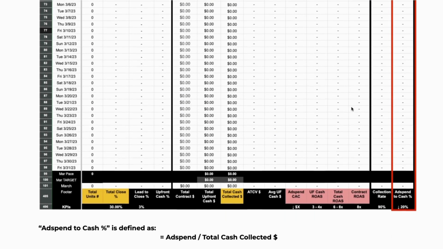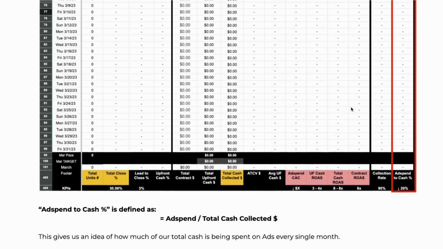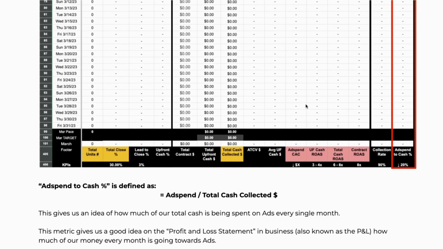Now, this is defined as ad spend divided by total cash collected. This gives us an idea of how much of our total cash is being spent on ads every single month. Okay, this metric gives us a good idea on the profit and loss statement, which is also known as a P&L. You'll learn more about that in the future once we get into accounting and finance, of how much money every single month is actually going towards ads. Now, there is a KPI that goes along with this, but again, we will talk about that when we get to the KPIs section, of what we want to keep this number below.